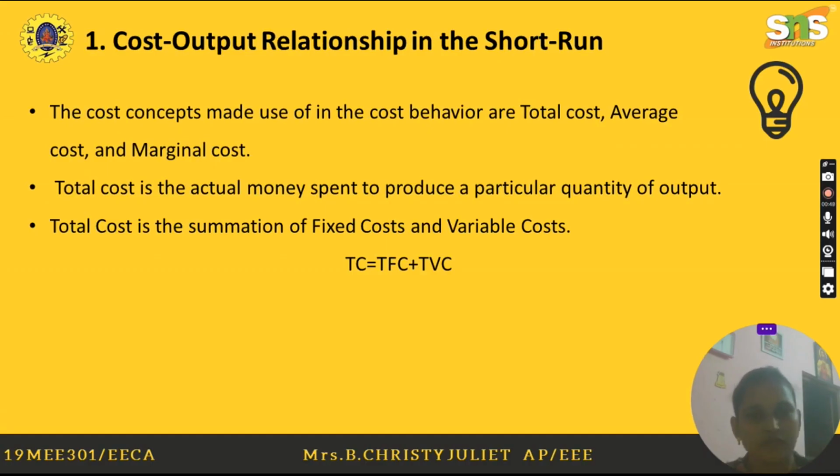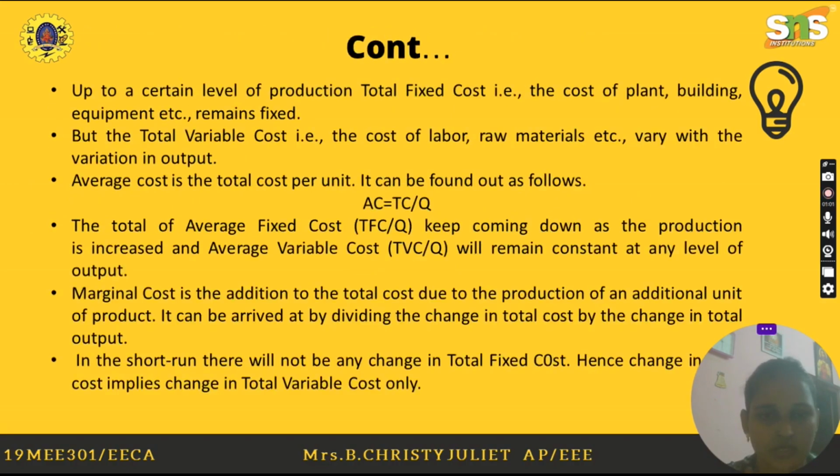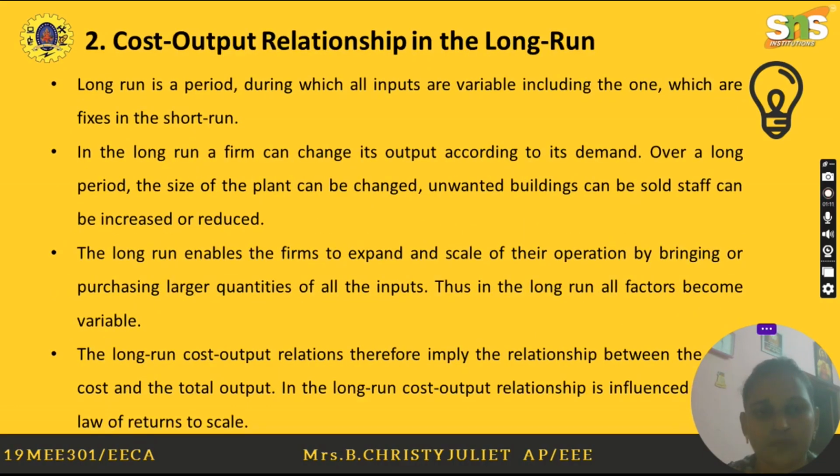This is what we have discussed in the previous video, so let's brush up the topics. We know that total cost is equal to total fixed cost plus total variable cost, which is TFC plus TVC. In the short run there will not be any change in the total fixed cost, so the total cost will be calculated only based on the total variable cost. Now we will see what the long run cost output relationship is all about.